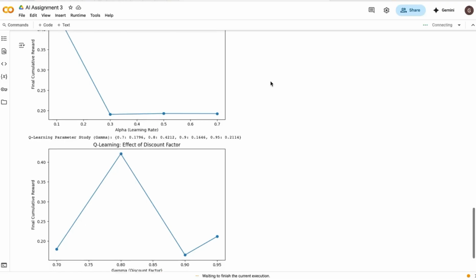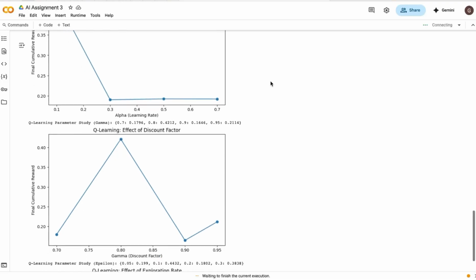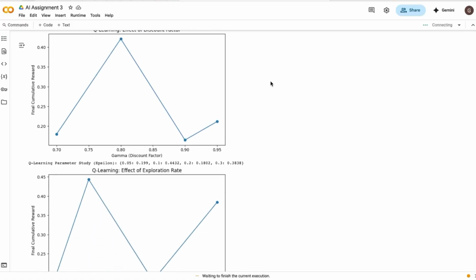And then we have graph 10, which illustrates the impact of varying discount factors, or gamma, on performance. As you can see, the final cumulative reward changes with different gamma values, and this shows the importance the agent places on future rewards, showing us an optimal gamma for balance between immediate and future gains.